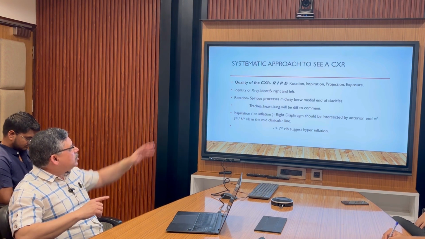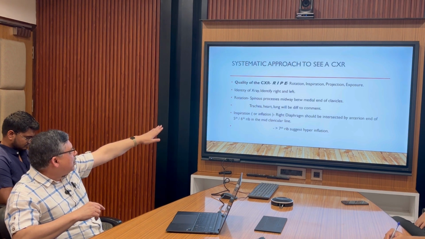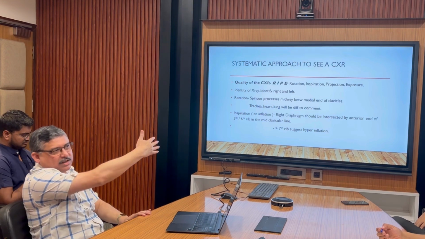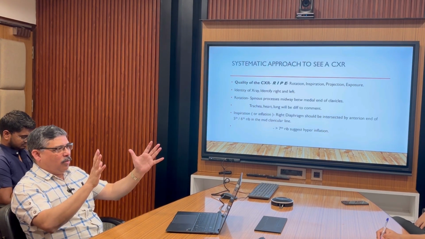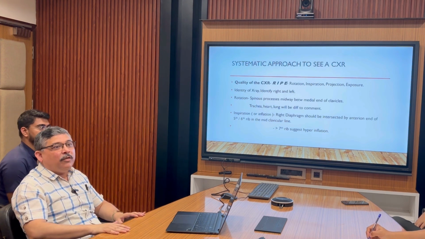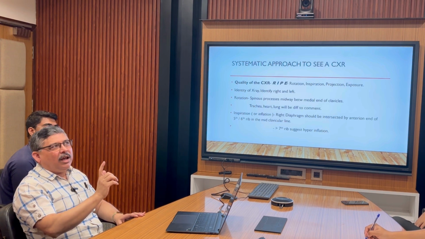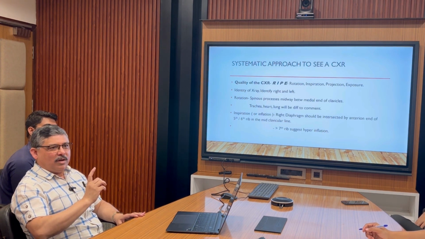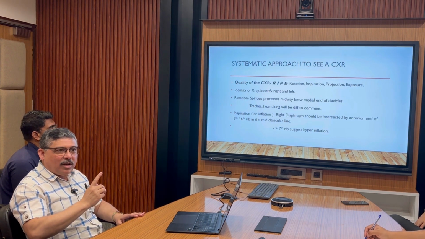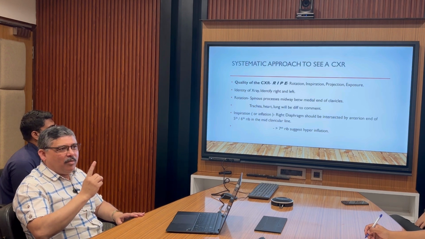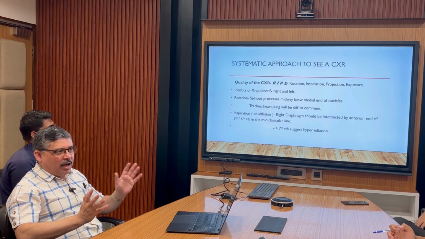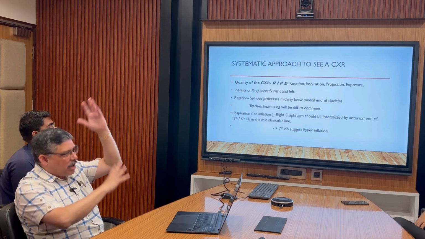I will show you in a few slides later on, just try to remember. Rotation: you shine a light through the patient's body and there is a detector at the back. So when you rotate the patient, the shadow is going to differ. There is a standard position of the patient which will give you a standard X-ray impression. Only then can you make out what is there in the shadow. Otherwise, if I rotate and take the X-ray, you might feel everything has gone hocus pocus.